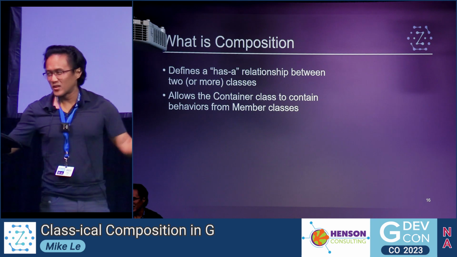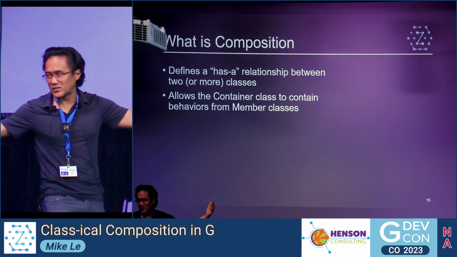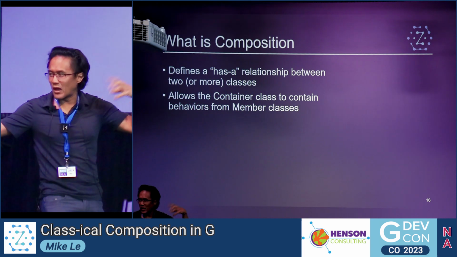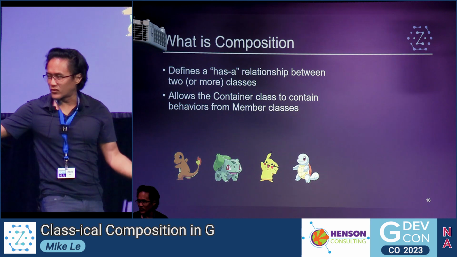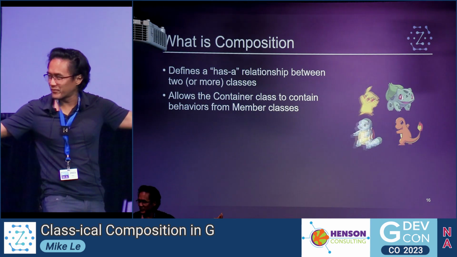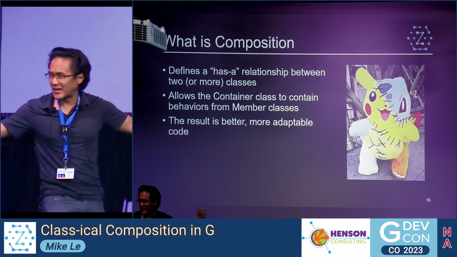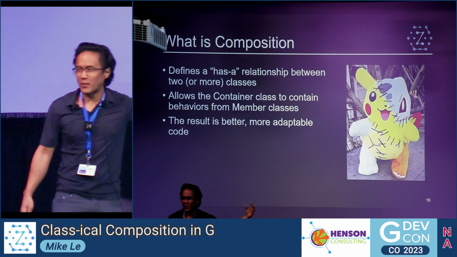So again, what is composition really quick? I think everyone knows. You define a has-a relationship between two or more classes. You allow the container class to contain behaviors from many different member classes. So with the Pokemon example, you can combine their powers and you just get much better, more adaptable code. Definitely not some horrifying abomination of science and man. Much better code if you do it right.